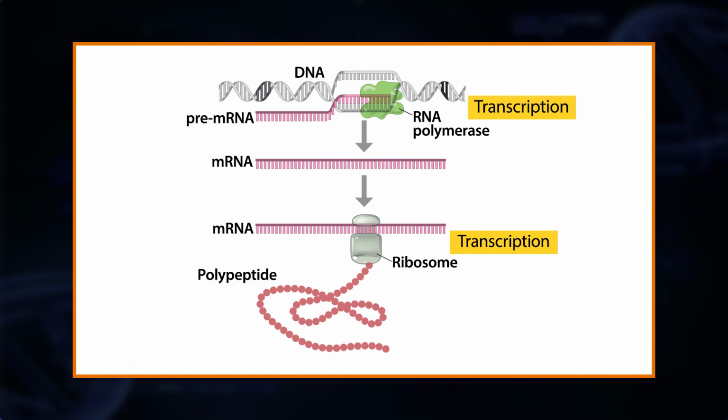In eukaryotes, that is the organisms that possess a nucleus, the initial product of transcription is called a pre-mRNA. Pre-mRNA is extensively edited through splicing before the mature mRNA is produced and ready for translation by the ribosome, the cellular organelle that serves as the site of protein synthesis.